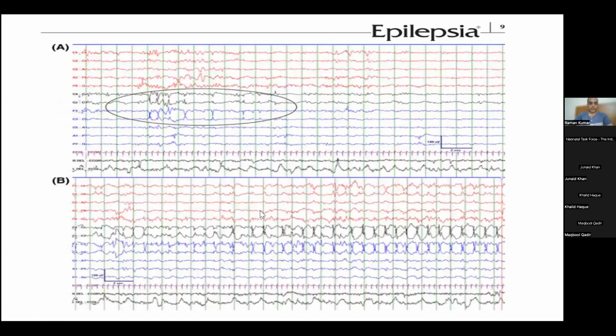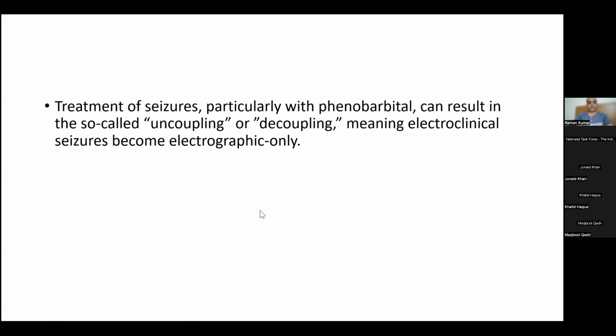You must ask the neurologist whenever you get the EEG done. And there is one very, very important thing as well. When you start phenobarb on a child, electroclinical seizures may become electrographic only. If there were EEG findings and seizures, and you give phenobarb, the visible seizures may be controlled, but they may get converted into electrographic. So don't think that if the seizures are stopped, there will be nothing on EEG.